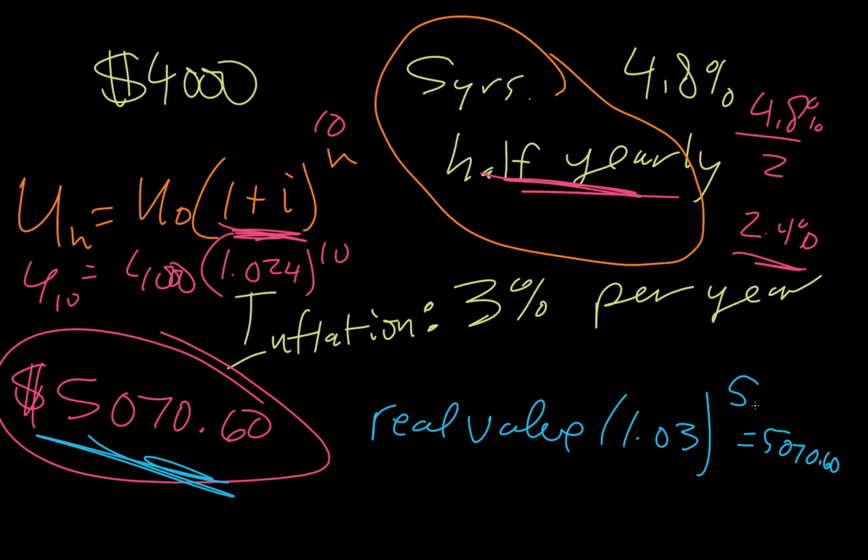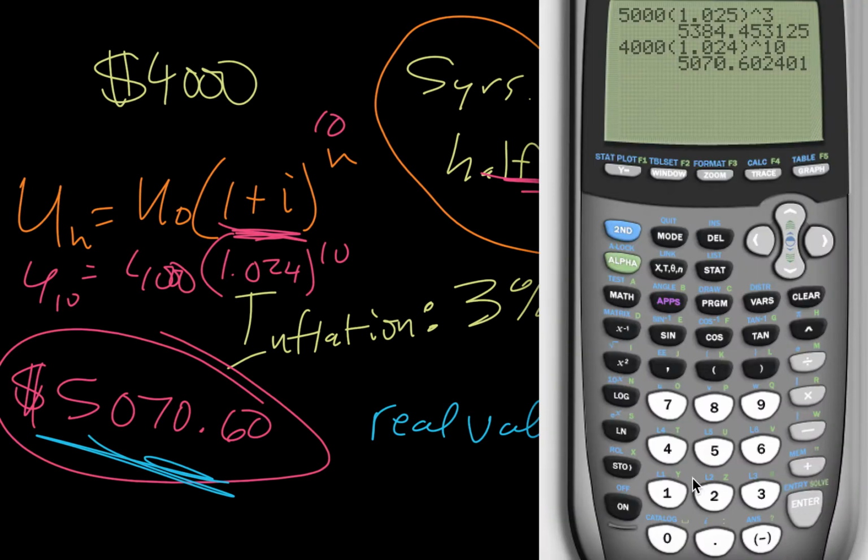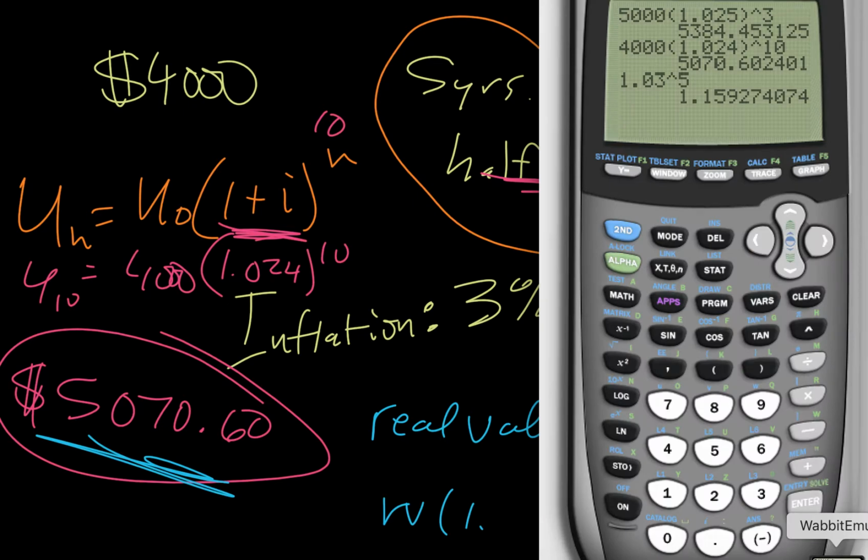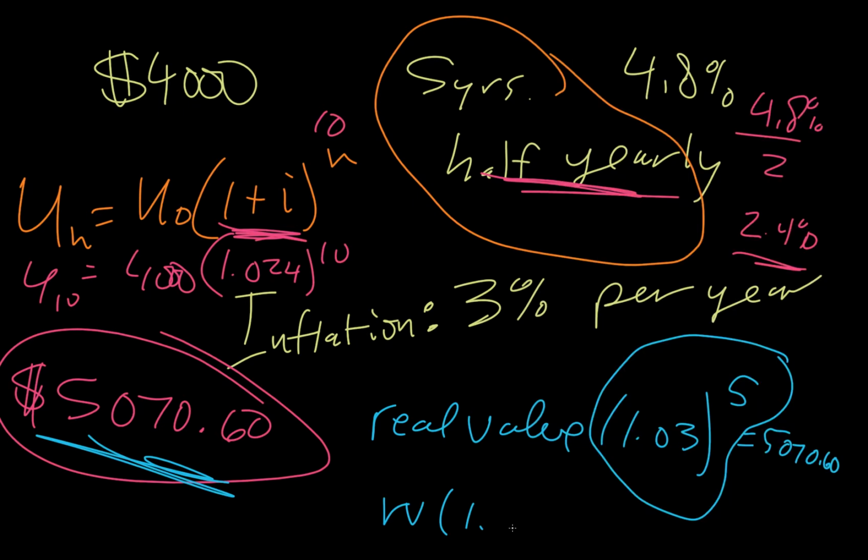All we need to do is use a calculator to figure out what this is. 1.03 raised to the 5 is 1.159. So I'm just going to call this RV. I forgot that number. What was it? 1.16.